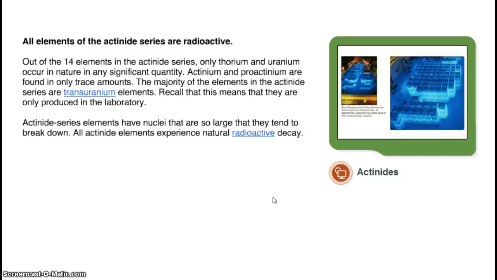The majority of the elements in the actinide series are transuranium elements. Recall that this means they are only produced in the laboratory. So trans, beyond, they have atomic numbers higher than uranium's, which is 92. Actinide series elements have nuclei that are so large that they tend to break down. All actinide elements experience natural radioactive decay.